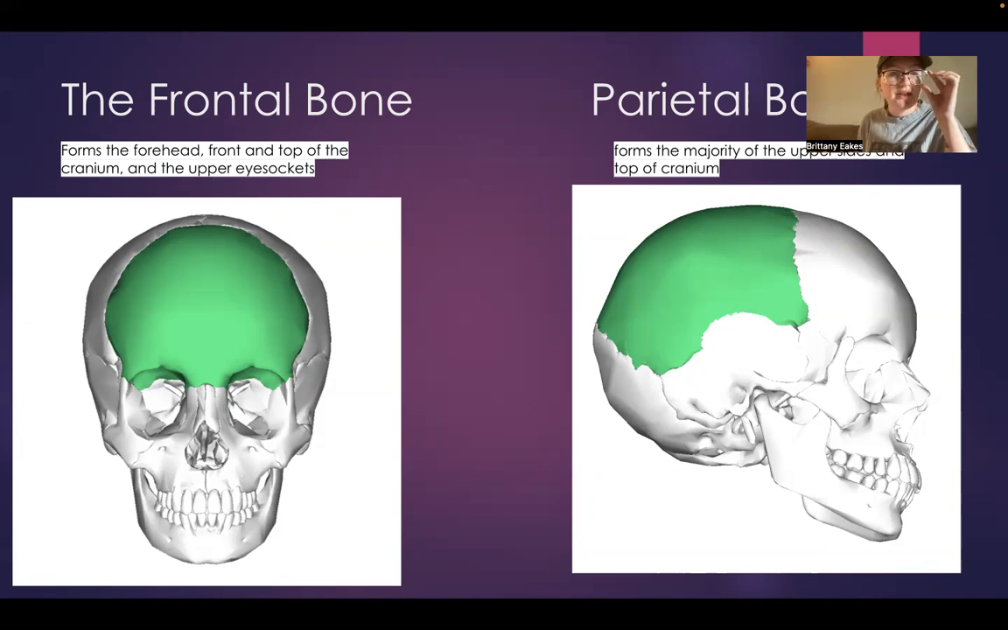So let's start with the frontal bone. The frontal bone forms the forehead. So the anterior part of the cranium, remember anterior means towards the front, and we're talking about anatomical position. It forms the roof of the orbits or the eye sockets and most of the anterior or front part of the cranial floor.